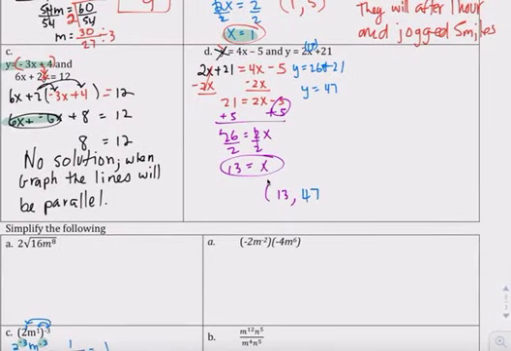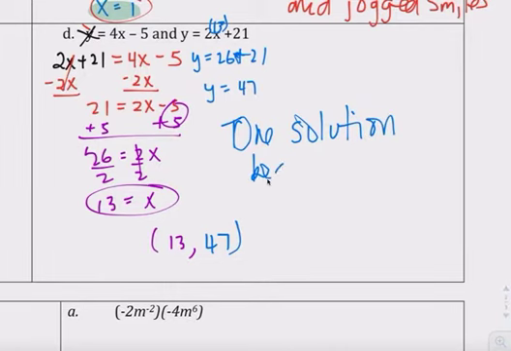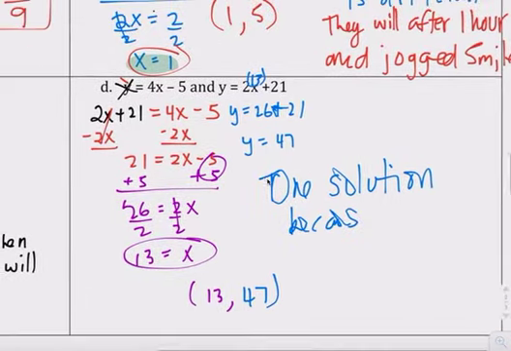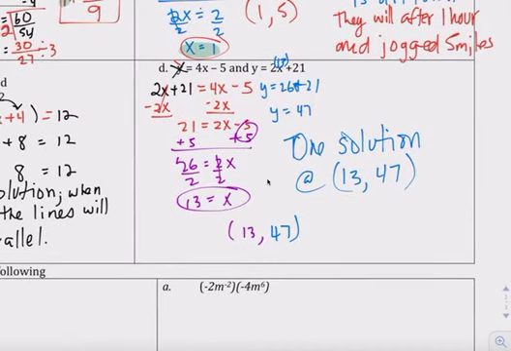At 13 and 47. The graph, the two lines will meet at one solution. We'll just put one solution at 13 and 47. That's good enough. They meet at that point. That's why it's called one solution.